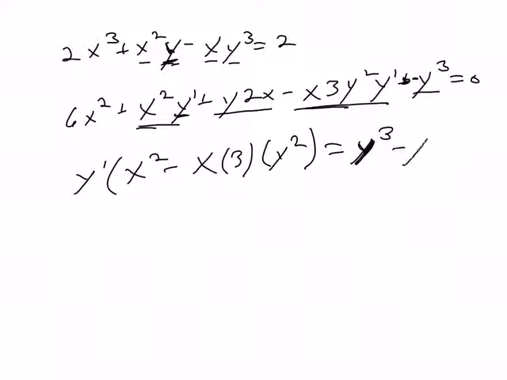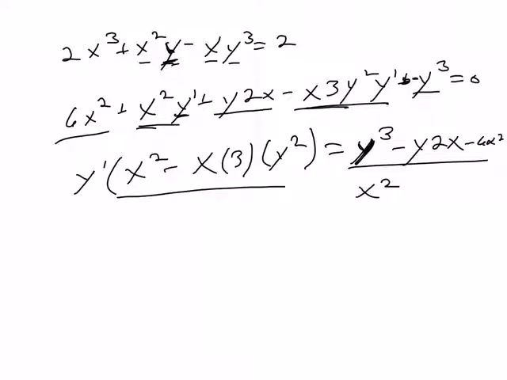So minus y 2x. With this moves, it becomes minus 6x squared. Then we divide by this, so we have x squared minus 3x y squared. So right, we get y prime is equal to that.